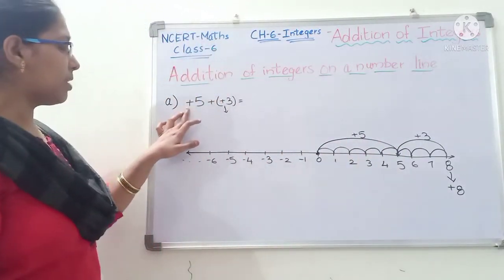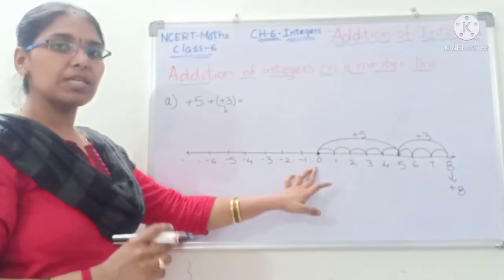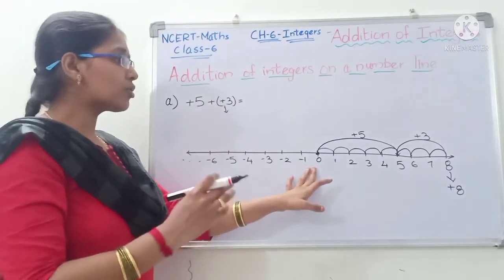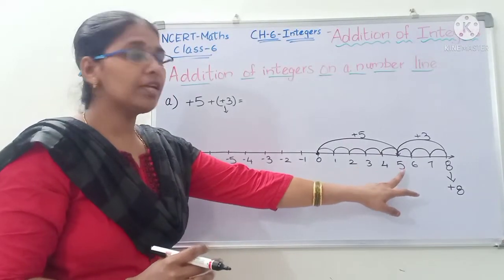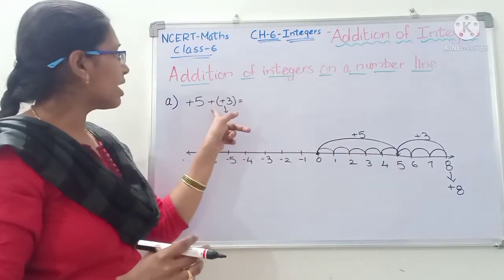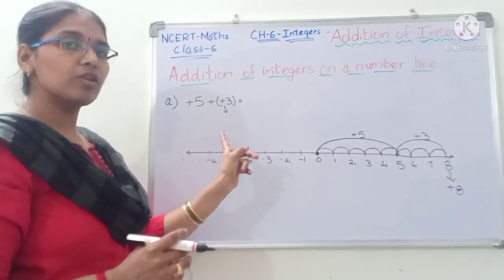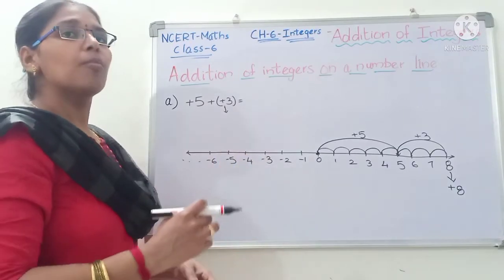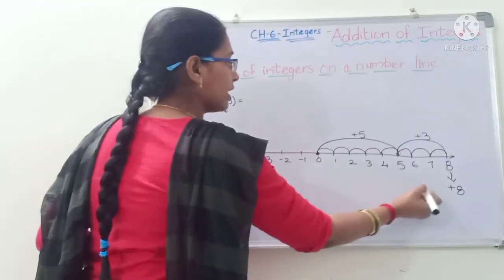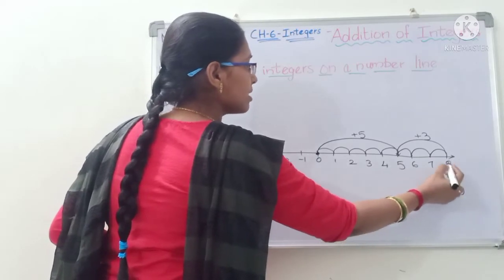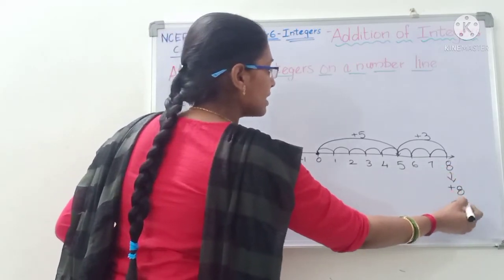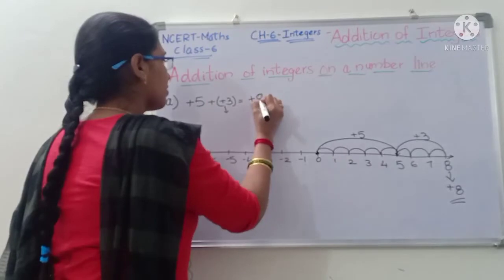See, first plus 5. From 0 it is plus 5. You will move towards the right. 5 steps towards the right and you will get plus 5. And then they said to add plus 3. It is also a positive number. For a positive number you will again move 3 steps further right. 5 plus 3 steps, again you will get 8. The answer is plus 8.